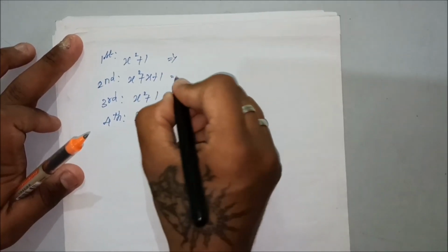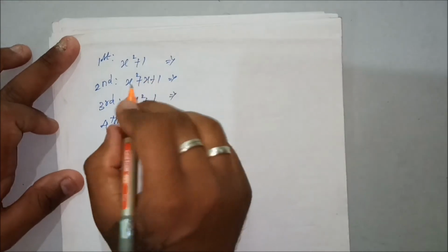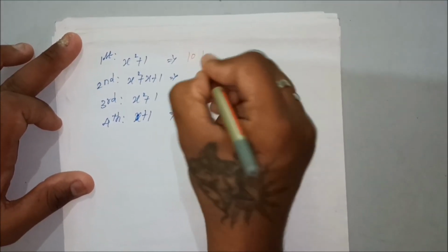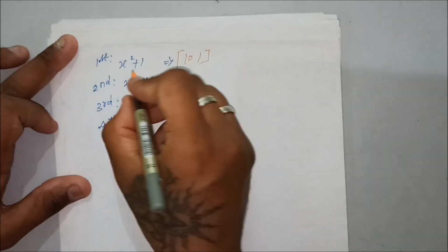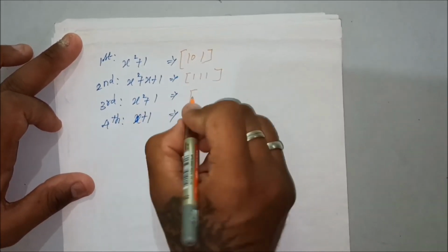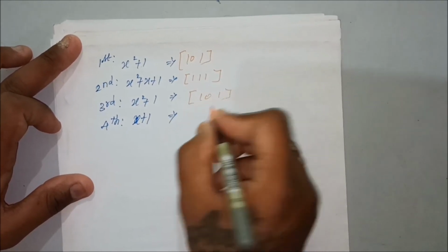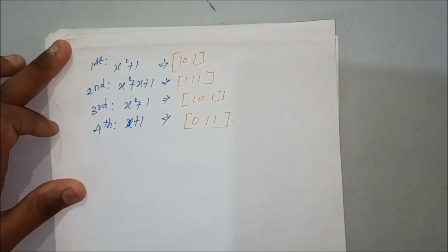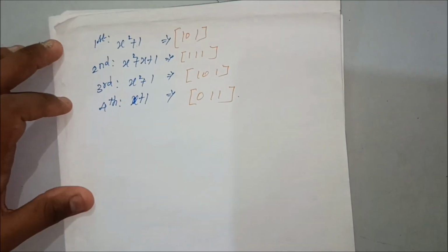Now I am going to write the bit values. I am going to represent this equation in the form of bits. So this is equal to 101, because the x value is not present. This value is 111, this value is 101 again, and this value is 011. Whatever the coefficients present in the given polynomial, write likewise.